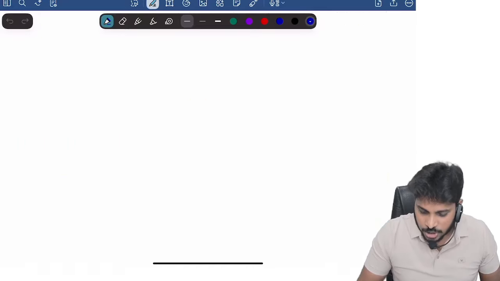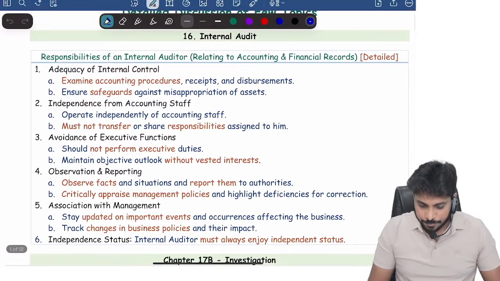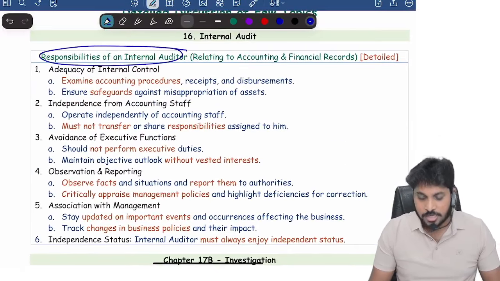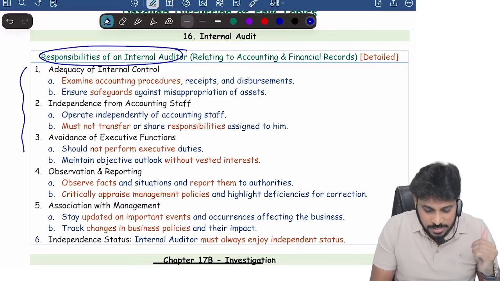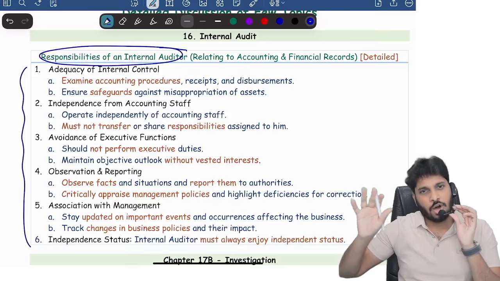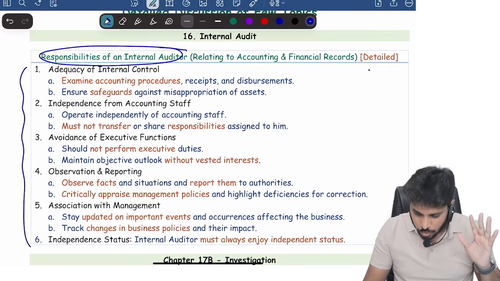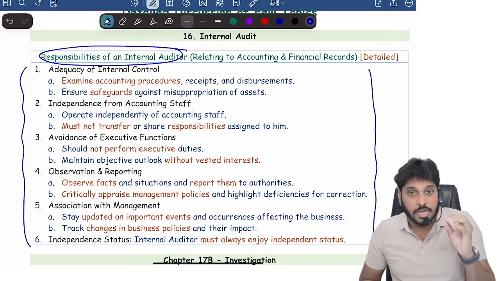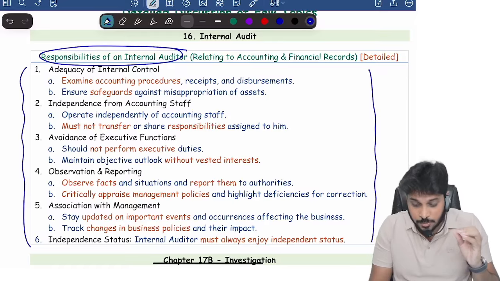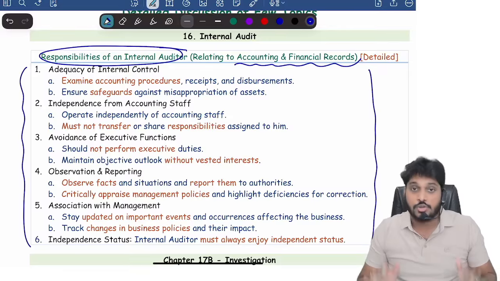Then next one, detailed discussion. In internal audit, responsibilities of internal auditor are already given in the GOAT Notes, but in a very brief manner. So considering the recent valuation, I don't want to take the risk, so I don't want you to take the risk. This answer you should write. If a question on responsibilities of internal audit, especially relating to accounts and financial records, is asked, you should write in detail like this.